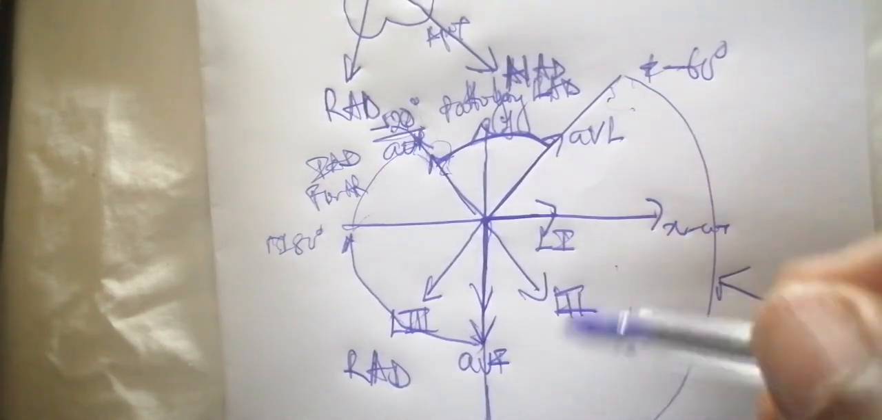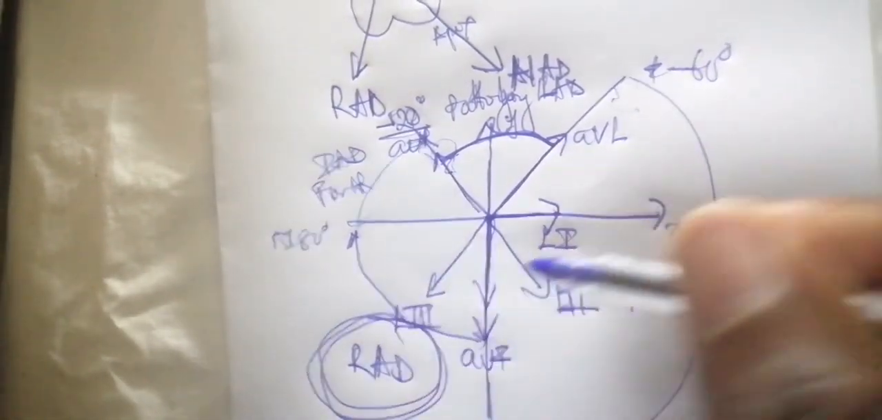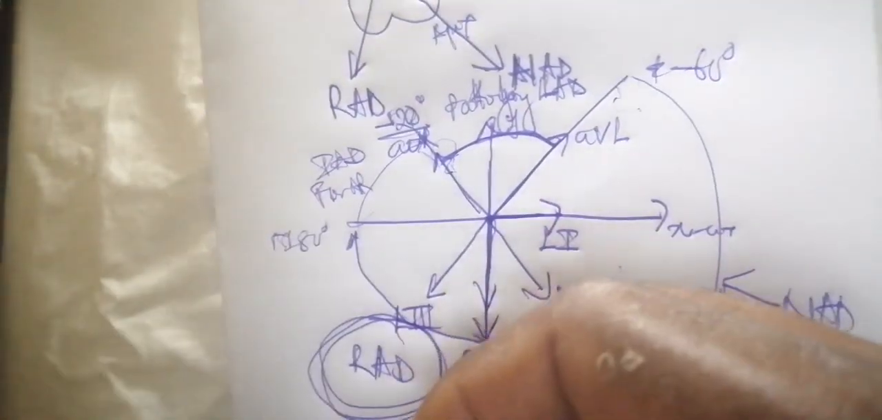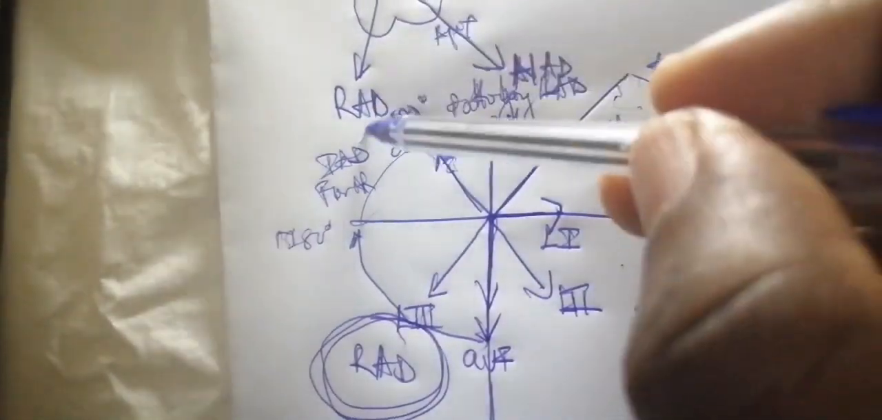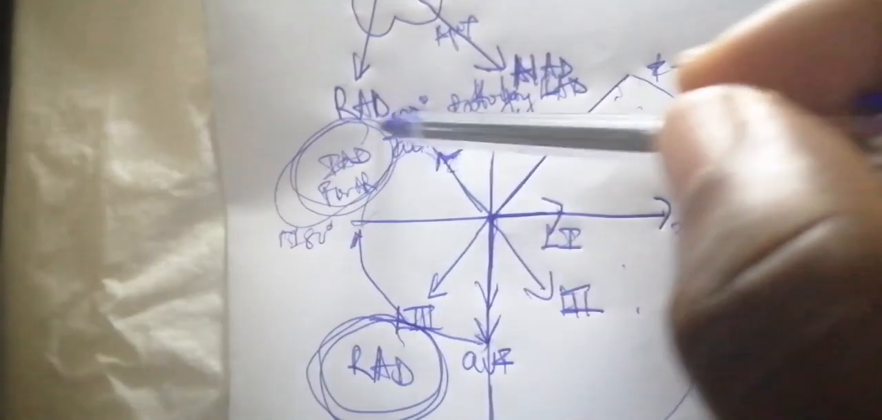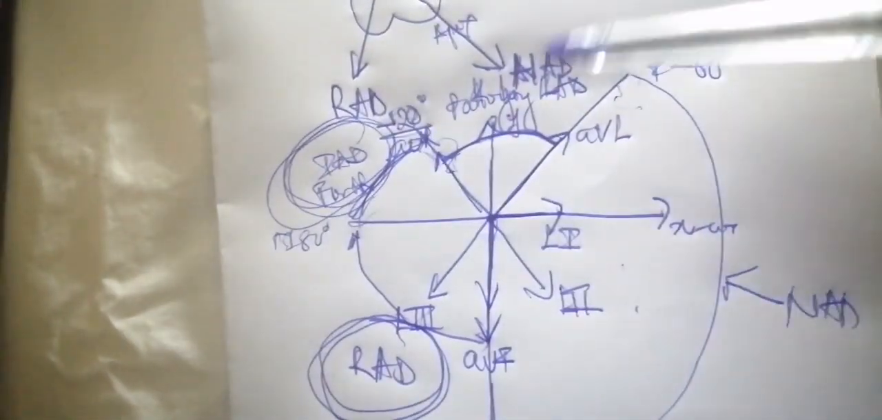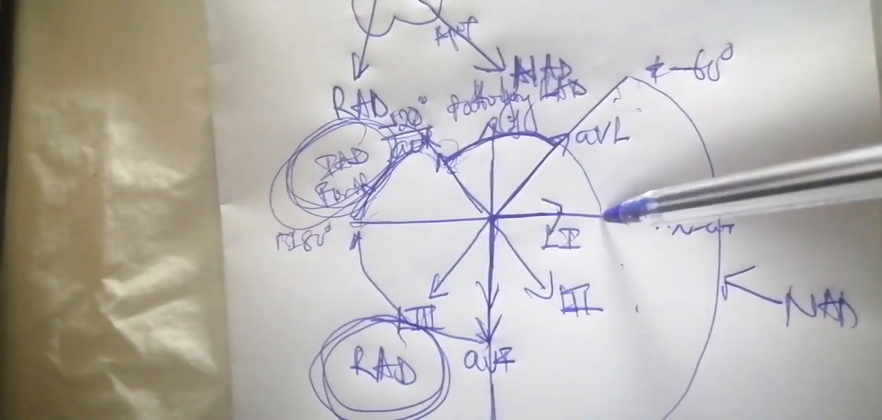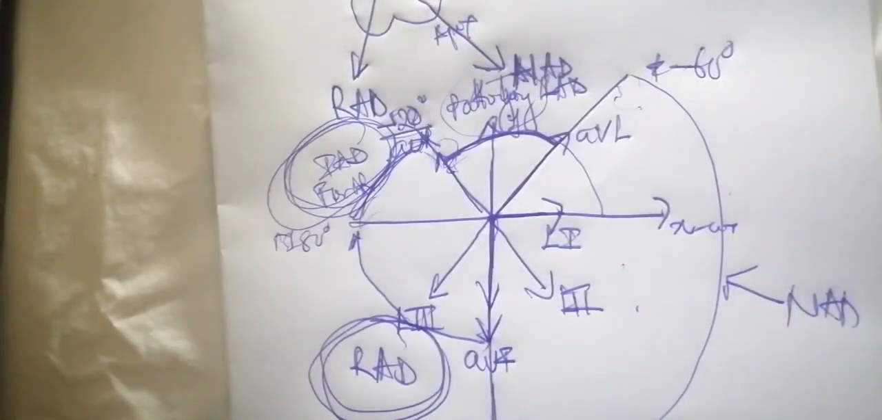Now let me clarify something. Every axis deviation that is right-sided is always pathologic. Are you understanding? Every axis deviation that is intermediate is also always pathologic. And lastly, you have to know that the left axis deviation can be either pathologic or non-pathologic.